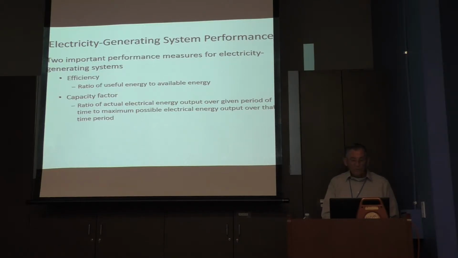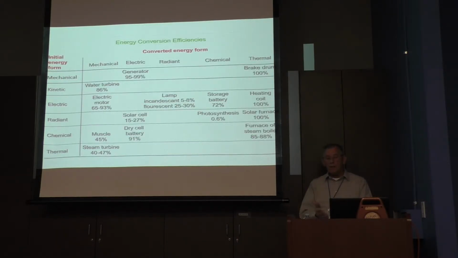Now, we can calculate that efficiency performance factor by using information such as shown in this slide here. This is an energy conversion table that shows, in the left column, the initial energy form, and in the top, the energy form that's converted from the initial energy form.